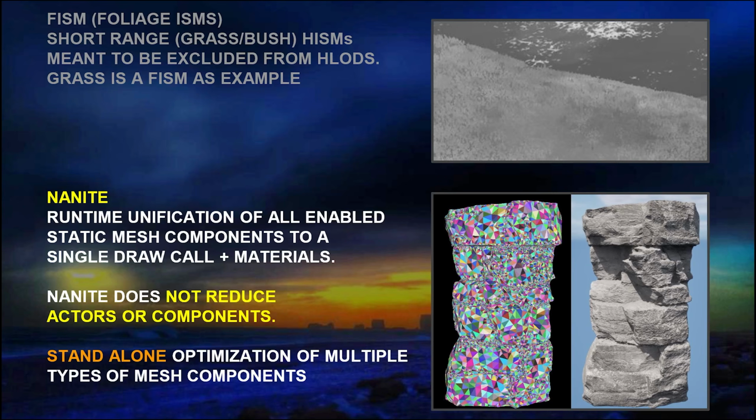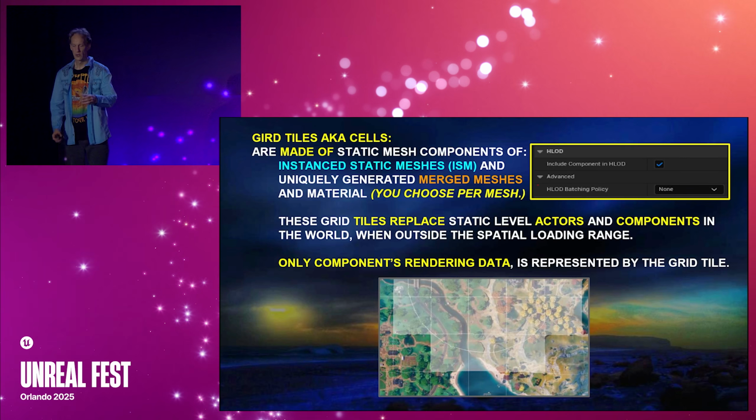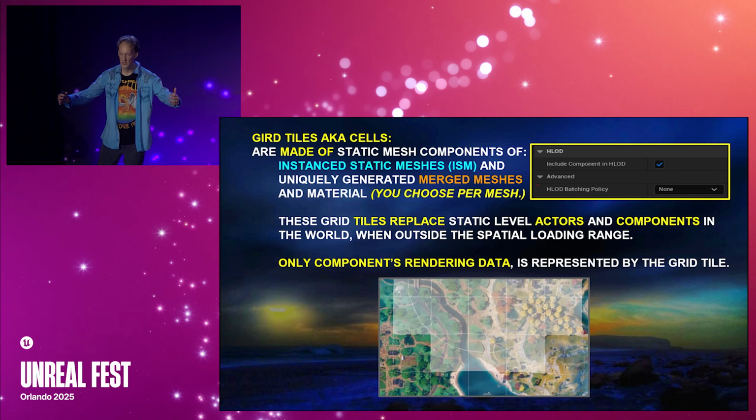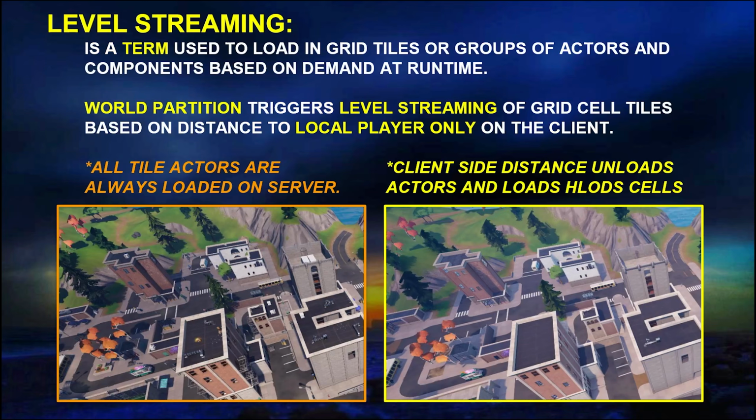When you're doing these HLODs, when World Partition is going on, you have grid cells. These are how much of the space gets merged into a single mesh or ISMs to help reduce that complexity and get rid of those actors at distance. Level streaming is the term used just to transition between those HLODs and back to the actors. It's not a new system or anything. It's just saying we're going to stream that simplified mesh in or bring in our actors. It's just a term.